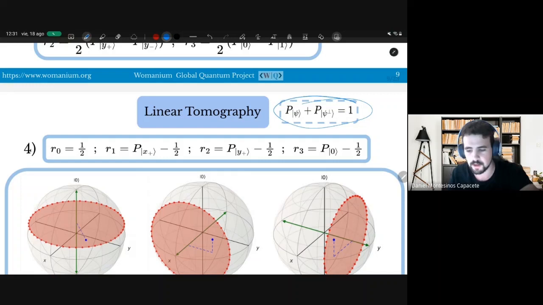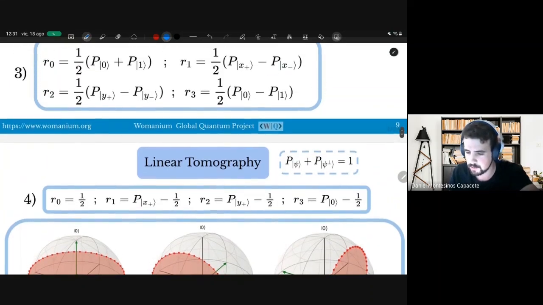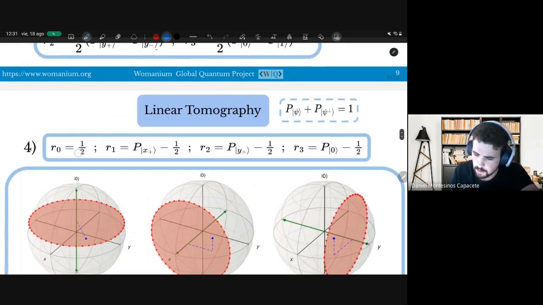In this bidimensional case, if you plug this into this equation, you get that the first coefficient must be this one, and the rest of the coefficients depend on the probabilities of the inserted states. The next step will be just to measure these probabilities experimentally, and the moment you have this experimental measure, you will be able to know the density matrix.